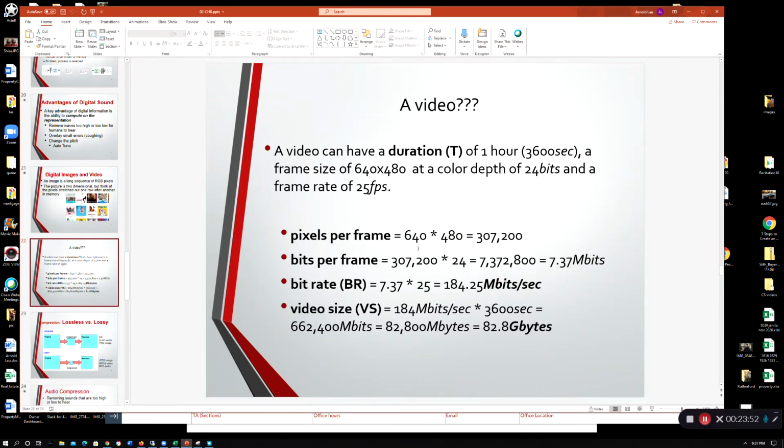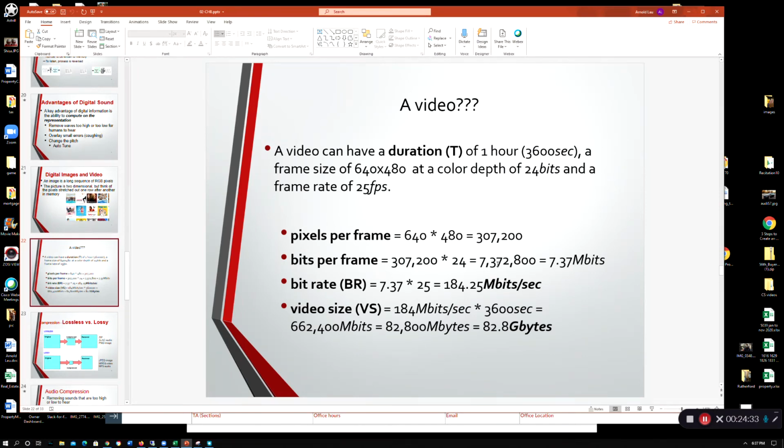So again, this is actually not that much. We're using a fairly small number here, 640 by 480, but the bit depth is 24 bits, and then you have a frame rate of 25 frames per second. So in 1 second of video, you're going to get 25 of these frames or pictures, okay? You remember from earlier, we calculate the pixels per frame, which is the same thing as the pixels per picture, so X times Y, 640 times 480 equals this. And then how many bits per frame?